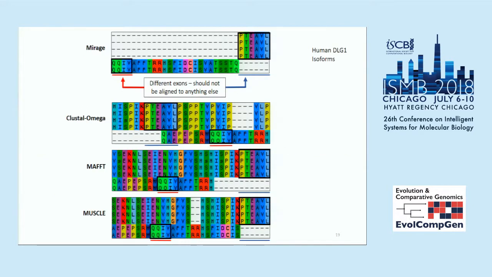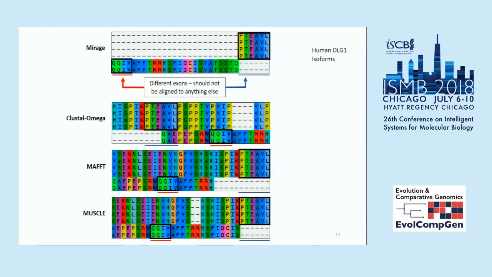To give a particular example where Mirage has improved a multiple sequence alignment, we can look at these human DLG1 isoforms. We can see the 2 highlighted anchor motifs come from different exons and shouldn't be aligned to anything else. Mirage gives us our desired result, whereas these leading multiple sequence alignment tools all struggle to make sense of these alternative exons.